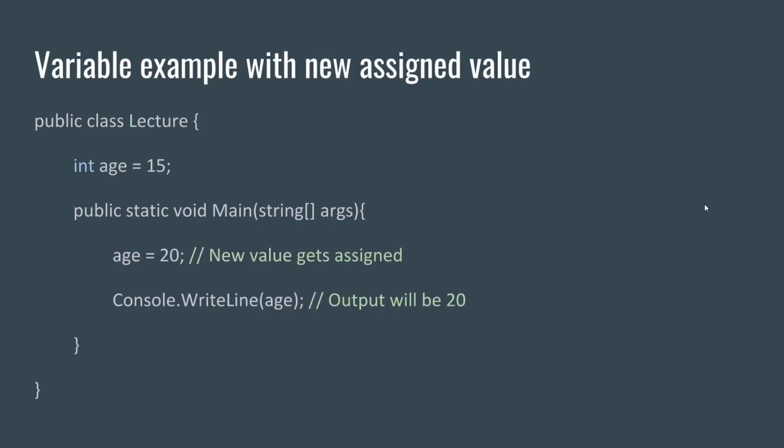Let's extend that code a little bit here. So in this case, when we declared the variable, we assigned a value of 15. But now within the main method, before we are actually using the age variable, we assign a new value to it. So now we assign the value of 20 to it, and suddenly age is going to be 20. So 15, which we had before, is not stored in age anymore. At this point where the write line method is called, age will be printed and age will be 20.